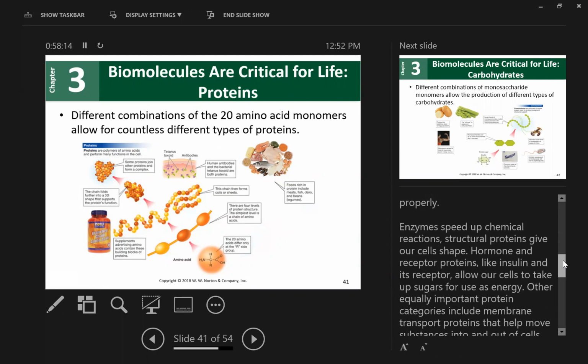Enzymes are also made up of amino acids and are proteins. Enzymes speed up chemical reactions. Remember our chemical reactions: we have our reactants in, our products out. An enzyme is that arrow in the middle. It's going into whatever is happening in that chemical reaction and making it happen faster. So that's the function of an enzyme, which is a protein: to make chemical reactions happen faster.